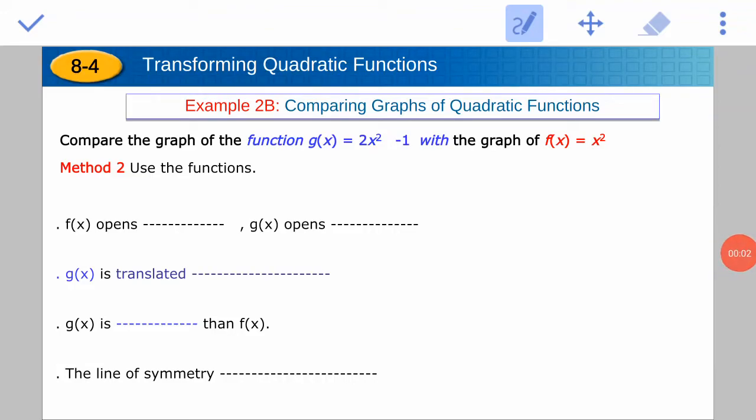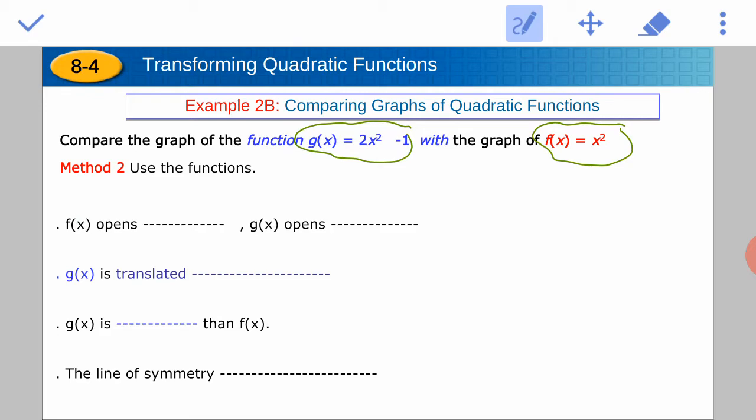Welcome back everyone, part 2 of section 8-4, transforming quadratic functions. In the last example of part 1, you learned how to compare the graphs of quadratic functions. In this example, you're going to learn how to compare quadratic functions based on their equations. We're not given any graph, guys.